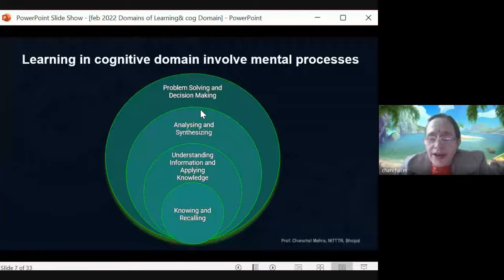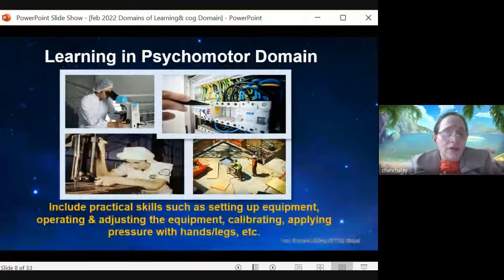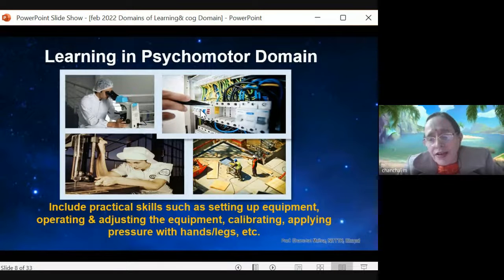And during the categorization, we keep in mind where the dominance of that particular activity is. Whether the student needs to utilize his brain to the maximum, then that particular outcome will fall under the cognitive domain.